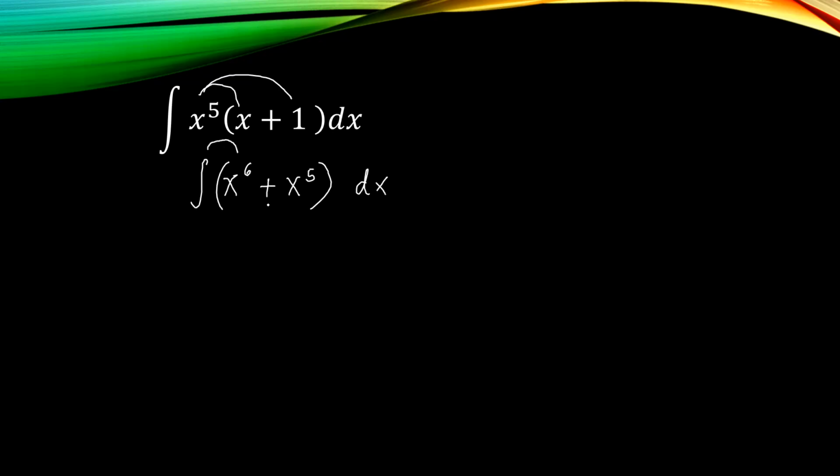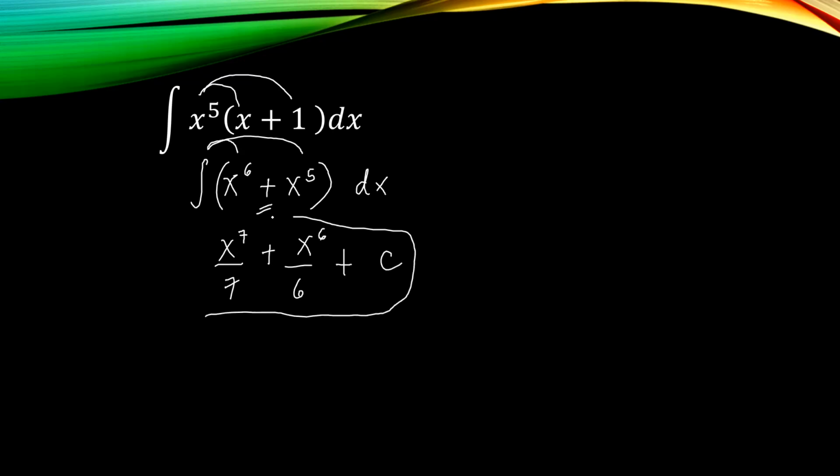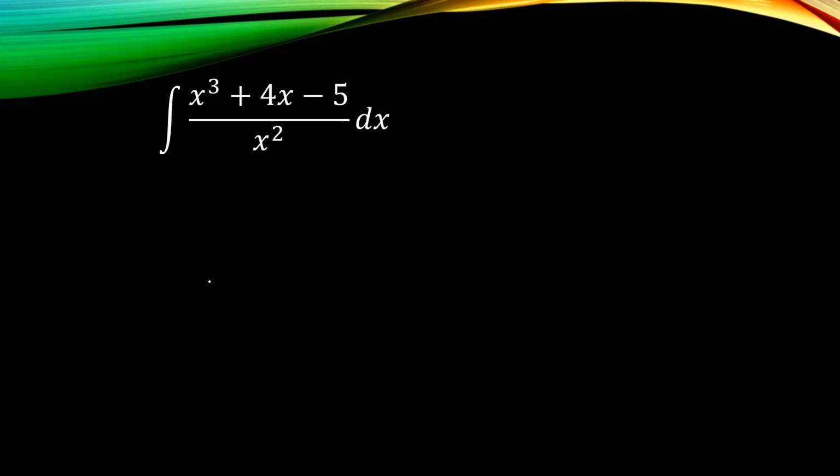Since they are separated by a plus symbol, the integral of the first term will be x to the 7 over 7 plus the integral of the second term, which is x to the 6 over 6, and then plus the constant of integration c. And that's it. This becomes the final answer to this integral. Now let's have the next one.